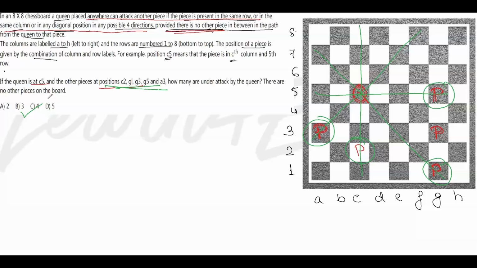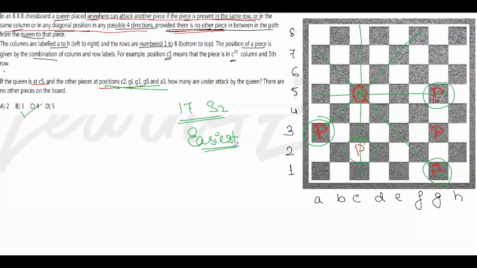These kinds of questions are fairly easy, and this came in CAT 2017 slot 2. According to me, it is the easiest set among all the 8 sets that we had in the paper.